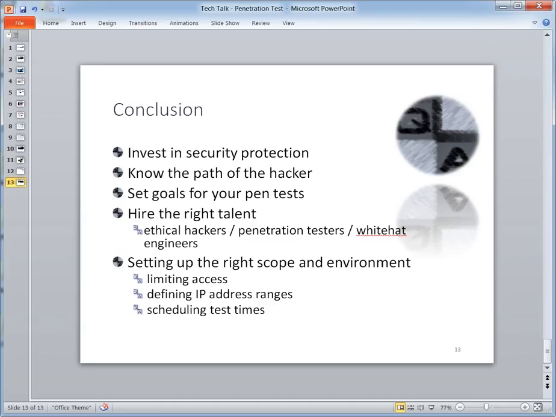Yes, Tony. How is vulnerability assessment different from penetration testing? I'm sorry, what? Can you say that again?